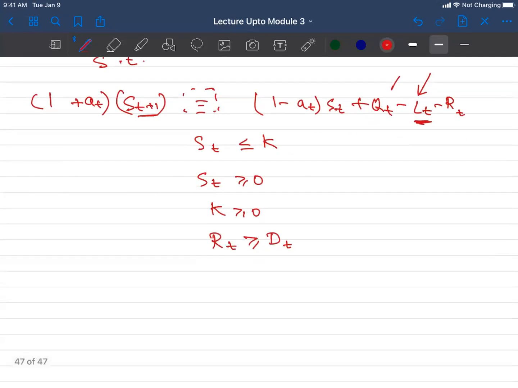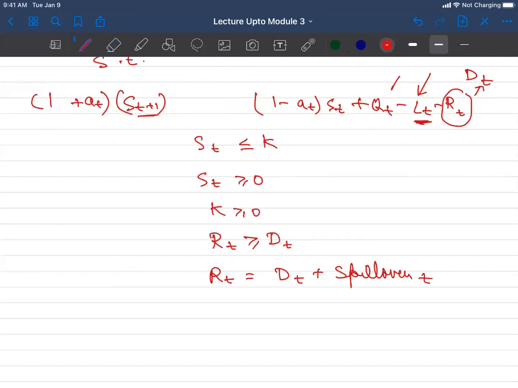So what I can say is that my release can only happen in two cases. There has to be some spillover or there has to be demand D(t). Ravi is silent today, so she has to answer this. If we have to replace this R(t) by D(t), what should happen to this sign? Right now this is an equality sign. I want to replace R(t) by D(t). What should happen to this equality sign?